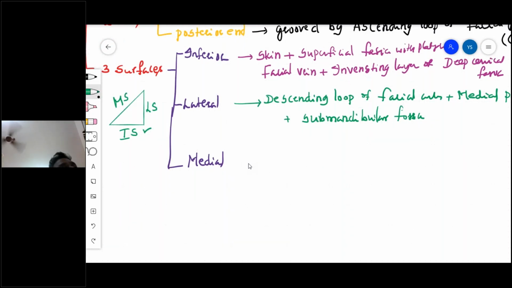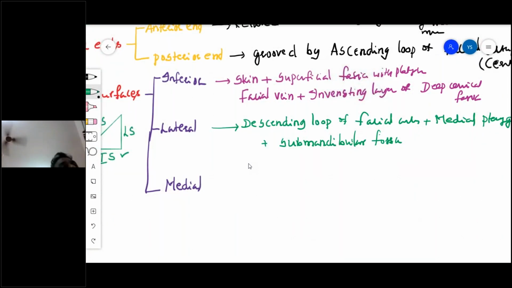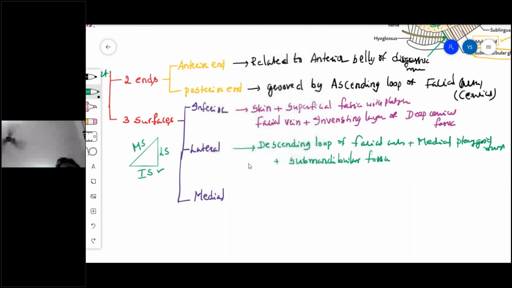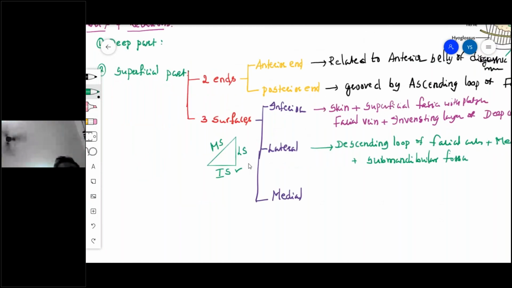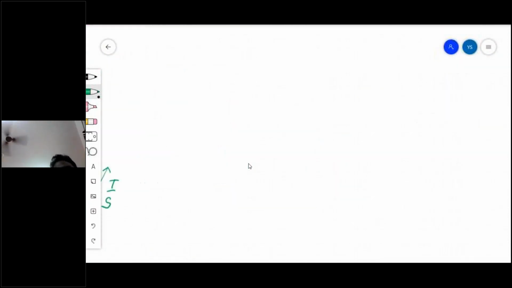Now we come to the last surface, that is the medial surface. More relations are there for the medial surface. For this, first of all, I will show you a diagram. Based on the diagram, we try to learn the medial surface relations.